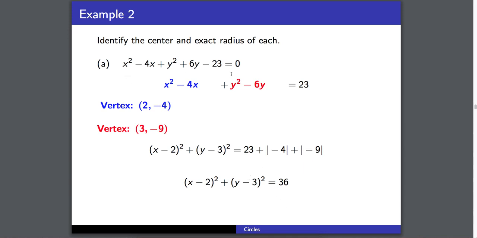So this circle's equation in standard form is (x − 2)² + (y − 3)² = 36. And now from here, we can identify the center is (2, 3), and the radius is the square root of 36, which is 6. So our goal is to get this equation to look like the equations from example 1 in the last video.